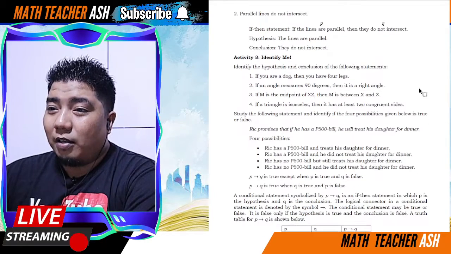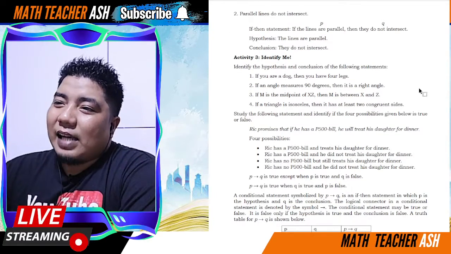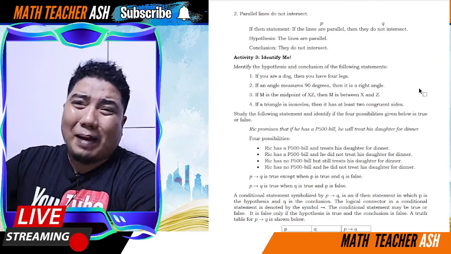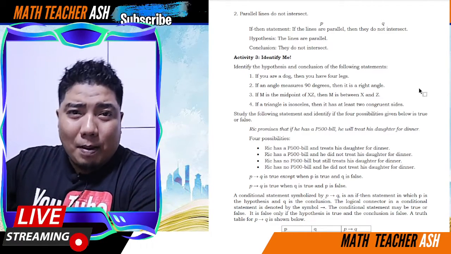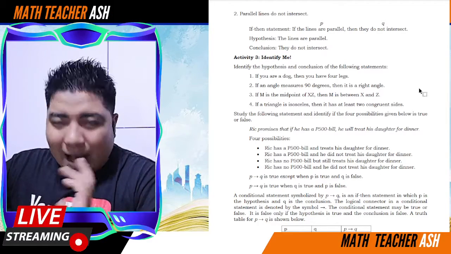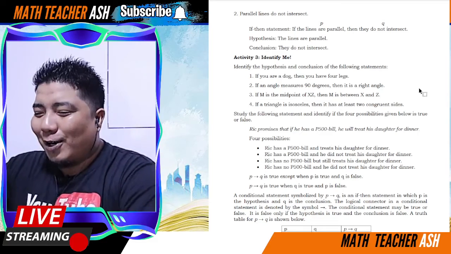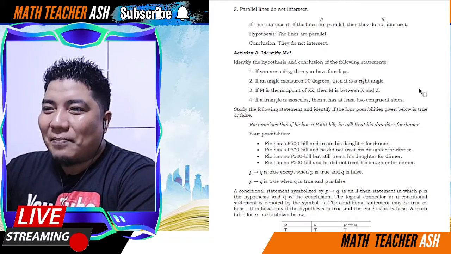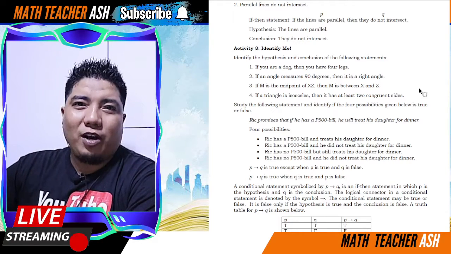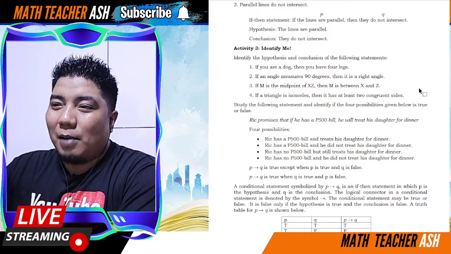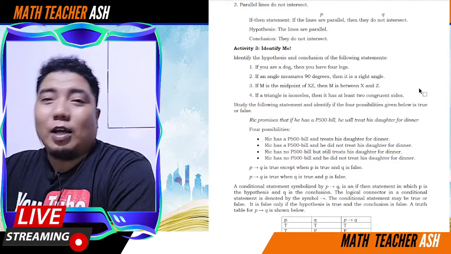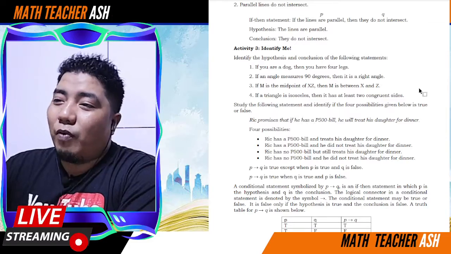Now we have here activity 3. Identify the hypothesis and conclusion of the following statement. So napakadali lang. Remember, if blah blah blah blah is the hypothesis, and then blah blah blah blah is the conclusion. Alright, so napakadali lang. Now if we have here, if you are a dog, then you have 4 legs. Alright, so ano dyan ang hypothesis, ano dyan ang conclusion? Of course, if you are a dog, that's the hypothesis. The conclusion is, then you have 4 legs.